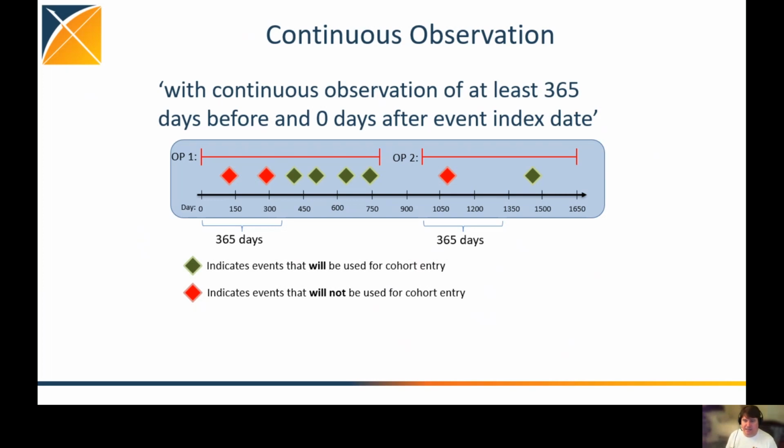So getting back to the statement, with continuous observation of at least 365 days before and 0 days after the index event date, we can see that if we have a person, and these are the events that were returned from a query, the diamonds that are red represent those events that will not be used because they do not have 365 days of continuous observation before. Only once you get to day 365 will the events be used, and these do have the required prior observation. Likewise, in the second observation period, this event is discarded because it's within the first 365 days of this observation period. Only the second event is going to be used.